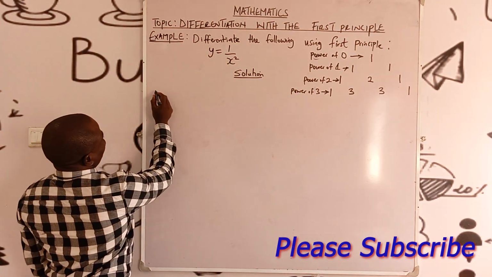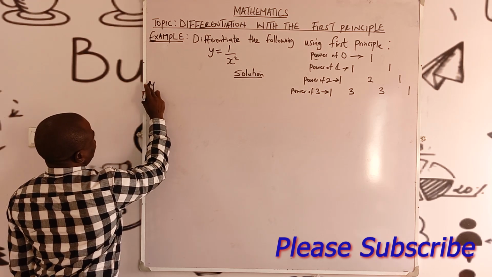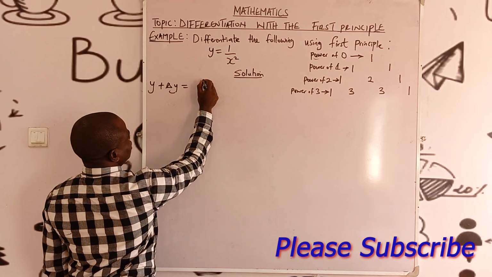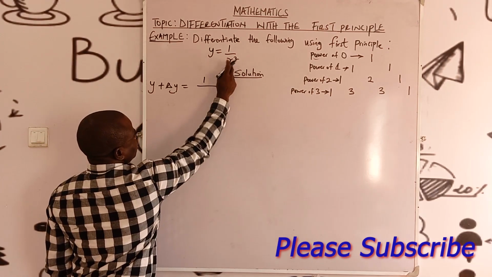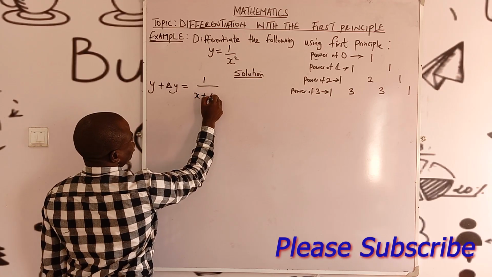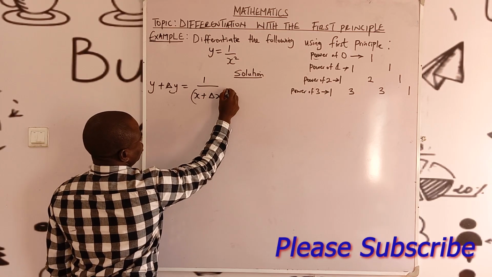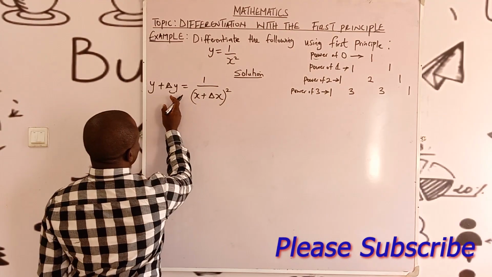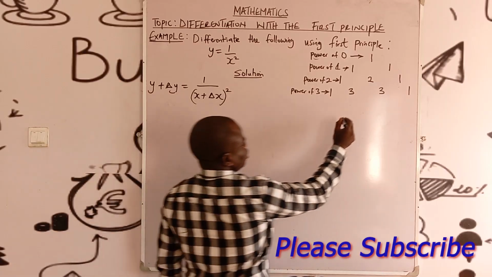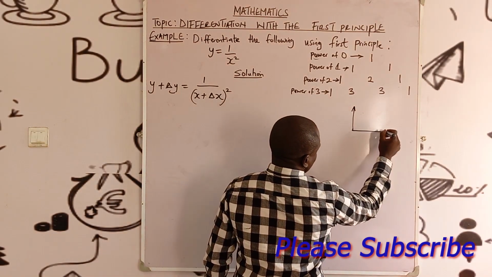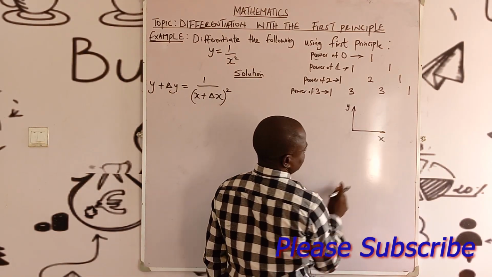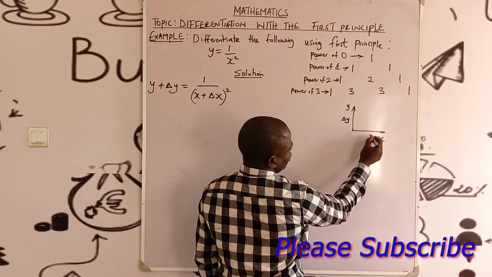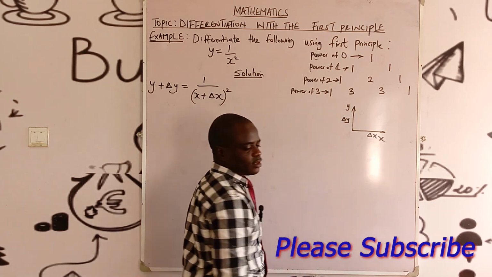Okay, now when you have y plus change in y, we have the corresponding change in x. 1 over x plus change in x, squared. Some students always ask me, why do I put change in y and change in x? You know, when you have y axis and x axis, as y is changing, you have corresponding change in x likewise.